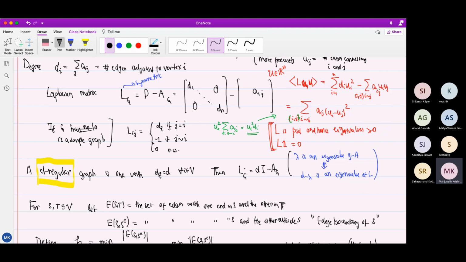Some things are better stated in terms of the Laplacian, some things better in terms of the adjacency matrix. But if you restrict to d-regular graphs, you can transfer both ways. In fact, there is one more thing that people often consider. Let me just mention it here. There's also this thing called the normalized Laplacian.